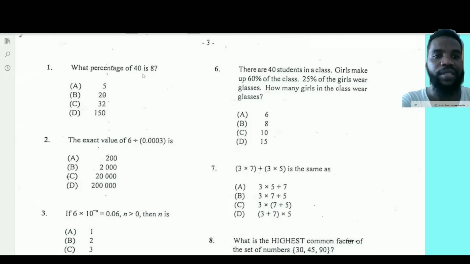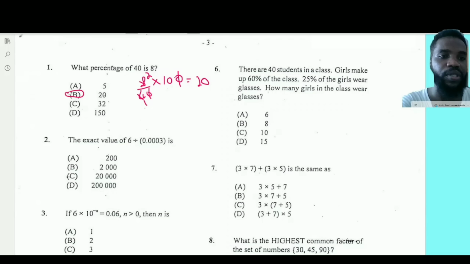It says, what percentage of 40 is 8? Alright, as we know, percentage means per 100. So quickly to work this out, we're going to go 8 over 40 multiplied by 100. So we can say, use up the zeros, 4 into 4 is 1, 4 into 8 is 2, and 2 times 10 would actually give you 20. So it's going to be 20%.